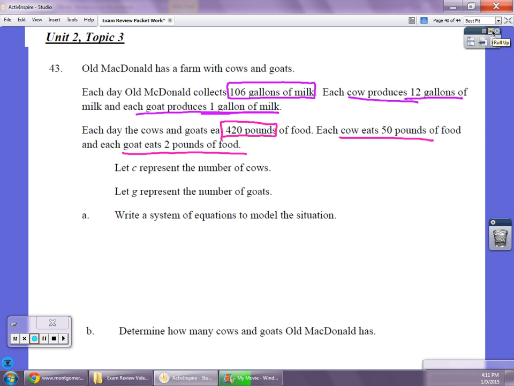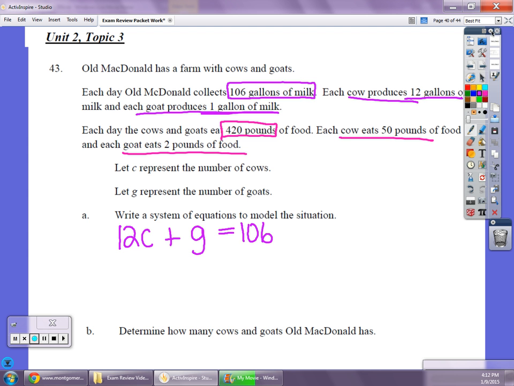We know that cows produce 12 gallons of milk, so 12 gallons per cow. And we know that goats produce 1 gallon of milk, so I'm just going to put 1G. And we know that the number of gallons of milk altogether is going to be 106 gallons.